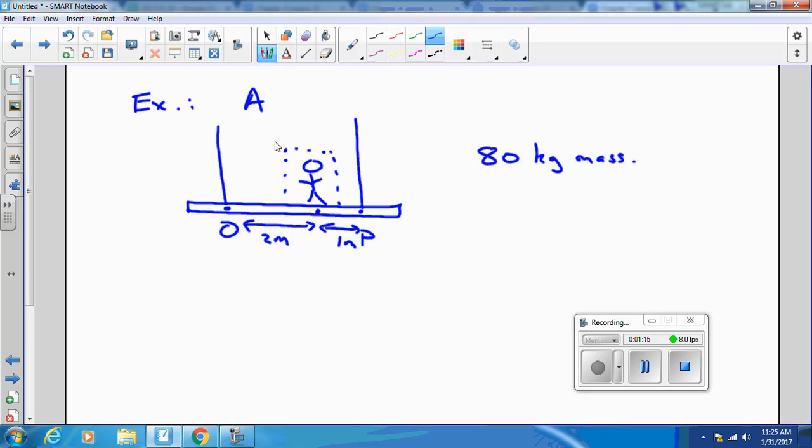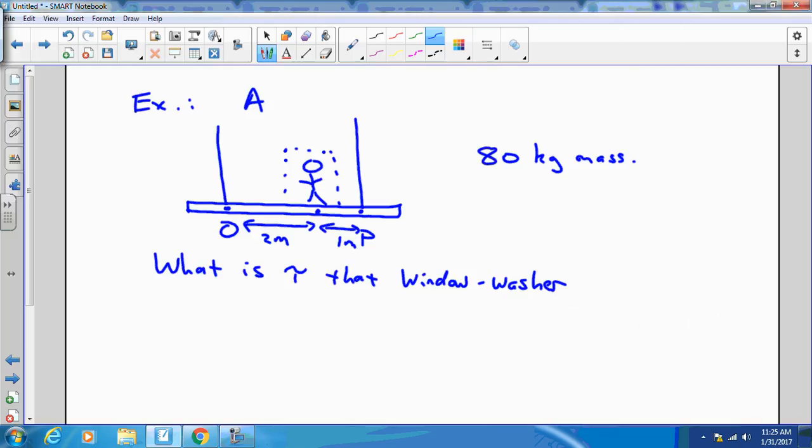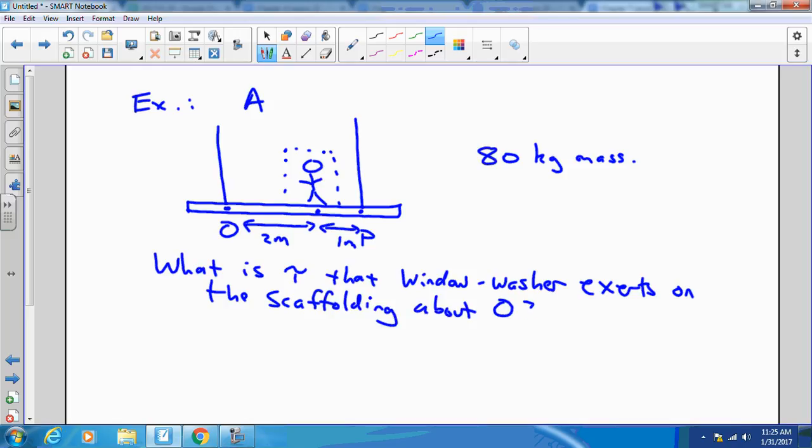Now I'm going to ask a simple question. What is the torque that the window washer exerts on the scaffolding about point O and about point P?